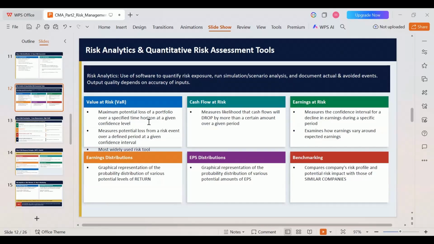Now, maximum potential loss of a portfolio in the sense, what is the maximum loss that we are focusing on to incur in a business. Now we calculate it based on a confidence interval. So what is this confidence interval? This is speaking about the probability of an event to take place. I'll give you one example so that you can understand the confidence interval usage in value at risk.